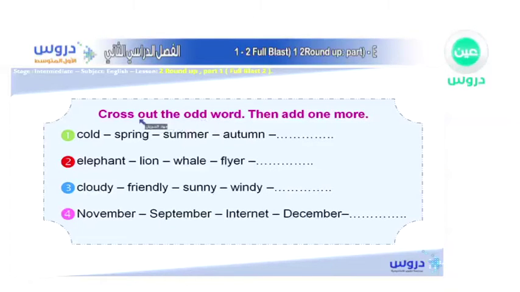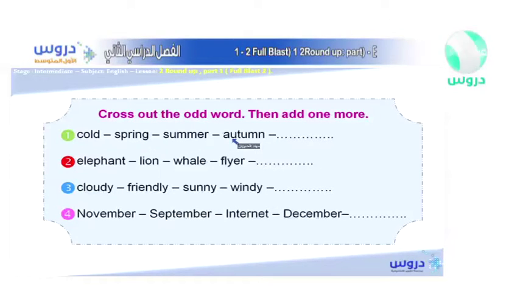And then when we are done crossing out that odd word, which is one that is not within the group we are speaking about, then we're going to add one more. So we have to look for a word that is suitable. For example, when you crossed out water, we can add tomatoes or tomato, as some people pronounce it. We can add it because it's considered a vegetable also. So yeah, that's it.